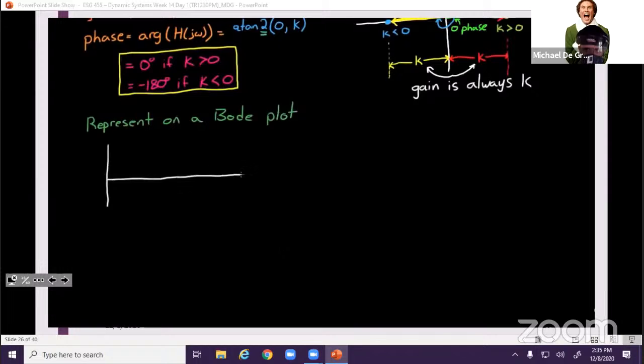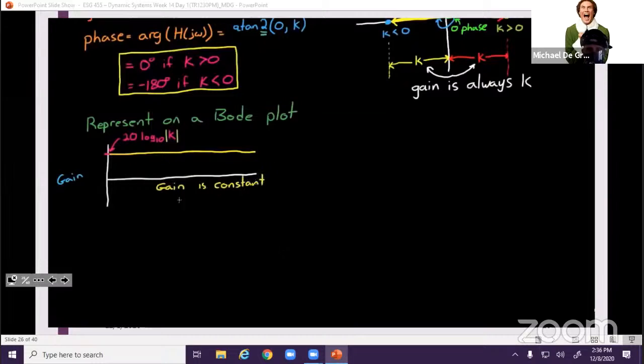So now that we have our gain and phase, how can we represent this on a Bode plot? Well, the gain is easy. Like we said before, it's just k for all frequencies. But to plot it on a Bode plot, we have to convert it into decibels, which is just 20 times the log base 10 of the magnitude of k. And again, it's constant for all frequencies, so it's just a horizontal straight line.